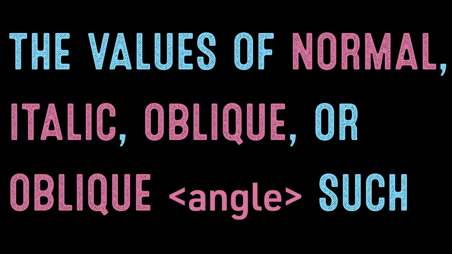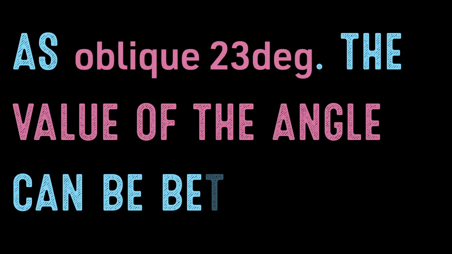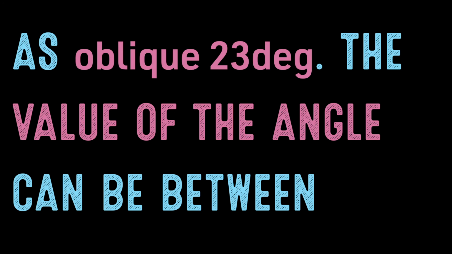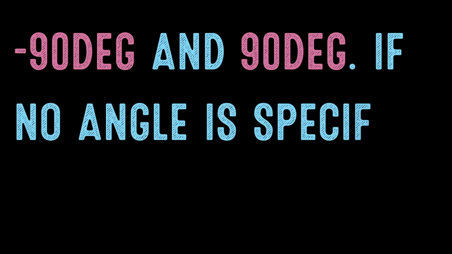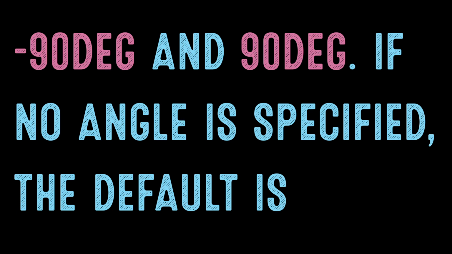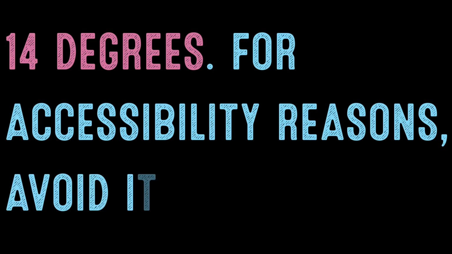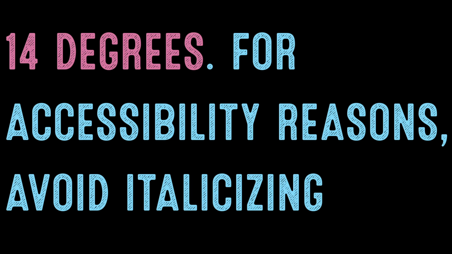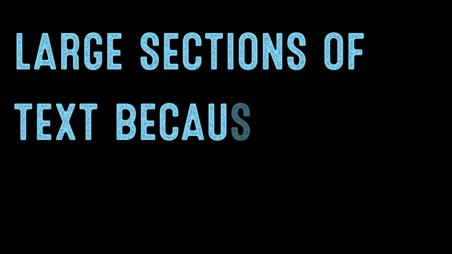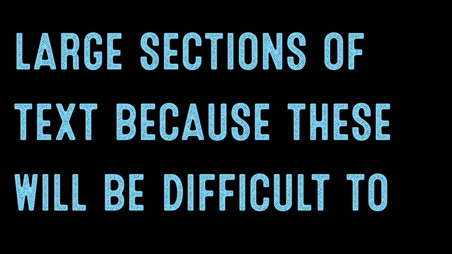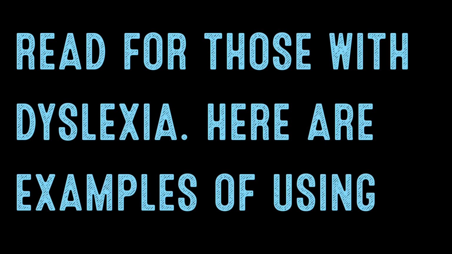Font style accepts the values of normal, italic, oblique, or oblique with an angle specified, such as oblique 23 degrees. The value of the angle can be between -90 degrees and 90 degrees. If no angle is specified, the default is 14 degrees. For accessibility reasons, avoid italicizing large sections of text because these will be difficult to read for those with dyslexia.